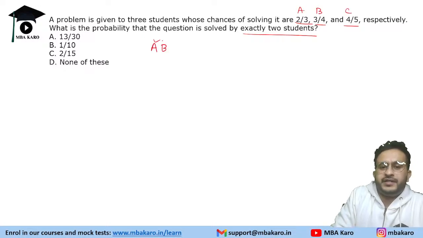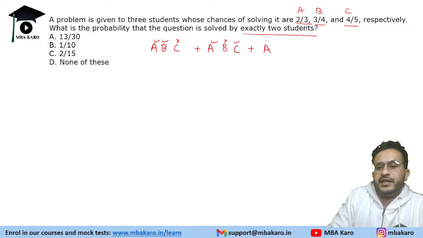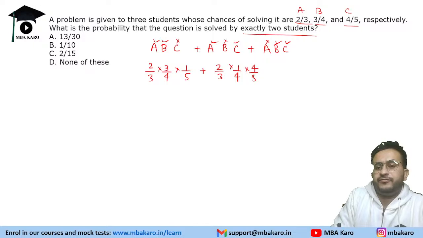A and B solve it, and C does not solve it. And the second case will be A and C solve it, but B does not solve it. And the third case will be A does not solve the question, but B and C solve the question. So A and B solving is 2 by 3, 3 by 4. C not solving is 1 by 5. Plus A solving is 2 by 3, B not solving is 1 by 4, C solving is 4 by 5. A not solving is 1 by 3, this is 3 by 4 and 4 by 5.